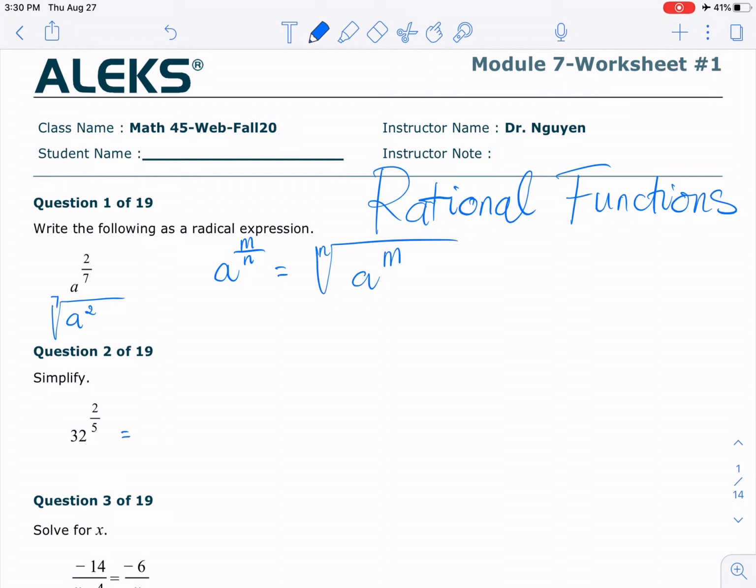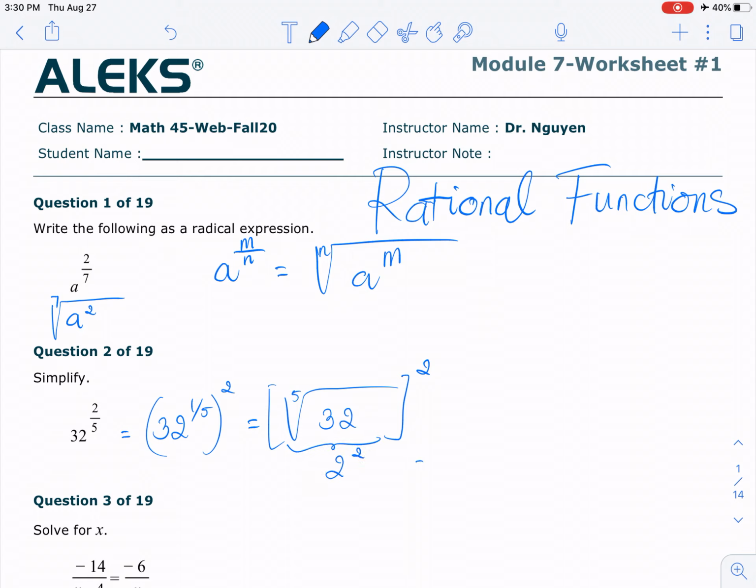We have 32, and then you want to simplify it to the 2/5 power. Now notice that this one right here, we can definitely do the root first and then square it, because by the power rule, when you take the power of a power, you multiply the exponents. I want to take care of the denominator first, because when you do that, the number gets smaller. So this is just like the 5th root of 32, and then you square it. If I take the 5th root, that would be 2, and you square it, that would be 4. So always take care of the denominator first.